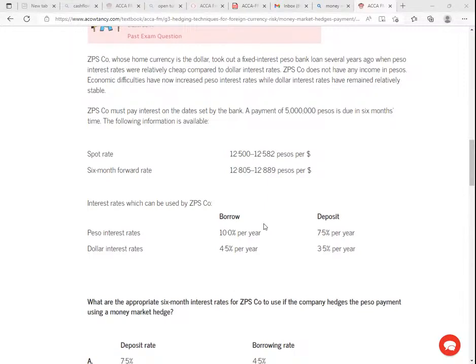Hapa kwa spot rate, kumbuka money market, you always make use of the spot rate. Katika hii spot rate, nieke gani pale sasa? Nieke 12.50 ama 12.582 pesos per dollar. Ni gani nitaweka katikati hapa jameni?